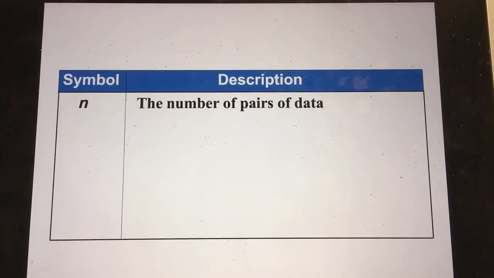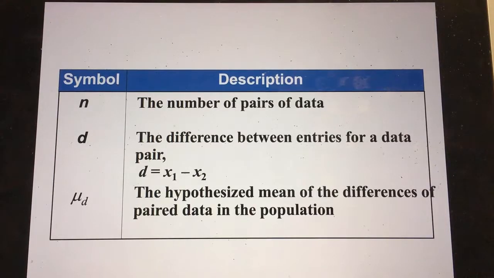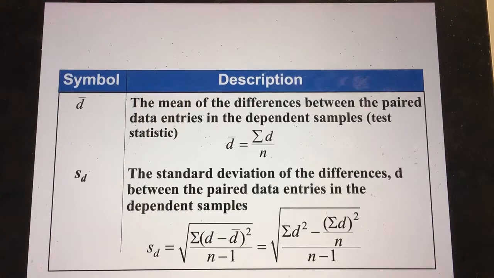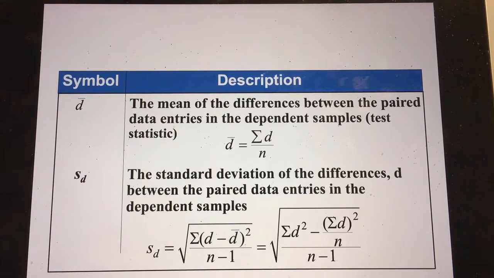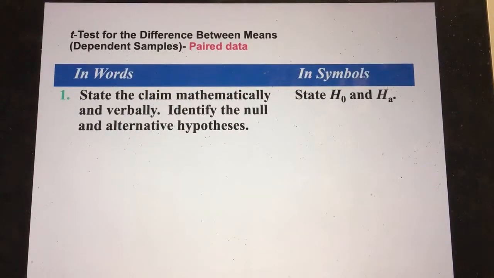All right, so here we have n is the number of pairs of data, d is the difference between entries for a data pair, and mu d is the hypothesized mean of the differences of the paired data in the population. D bar is the sum of all the individual d's divided by n, so the sum of all the differences divided by n, and s d is the standard deviation of the differences. There's your formula, but again, we're going to use the t-test that is given to us in our technology on our TI-83/84.